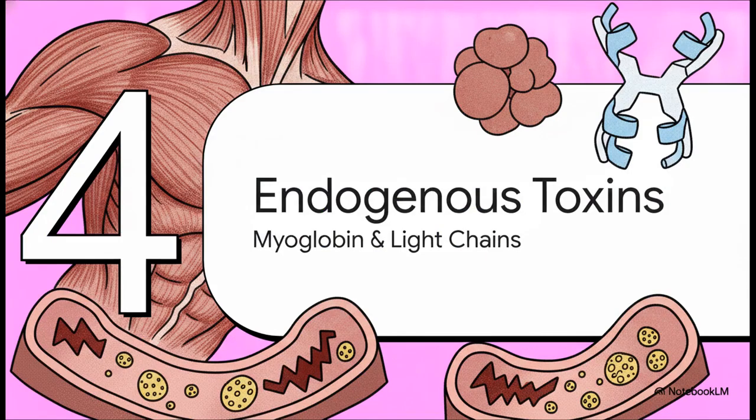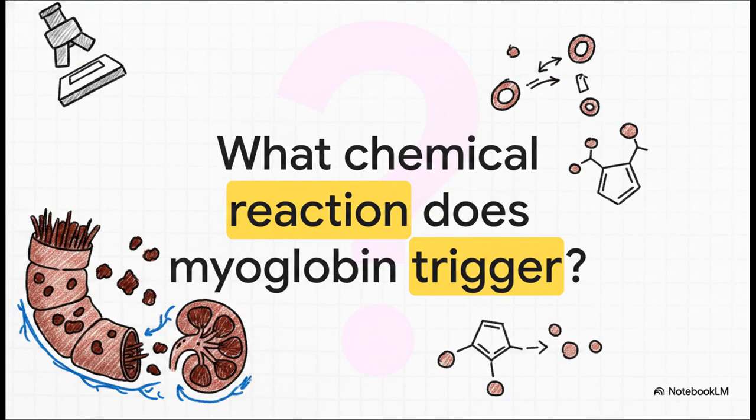All right, let's move to our final clinical stop, bed 4: endogenous toxins, specifically myoglobin and immunoglobulin light chains. Here is your patient at bed 4. We've got a 22-year-old male admitted with severe rhabdomyolysis after a crush injury. His urinalysis is strongly positive for blood. It's heme positive, but under the microscope, there are absolutely 0 red blood cells. We know myoglobin is choking the kidneys. But fellows, what is the exact chemical reaction that myoglobin triggers to destroy the tubules at a cellular level? Think back to your pathology and biochemistry days for this one.